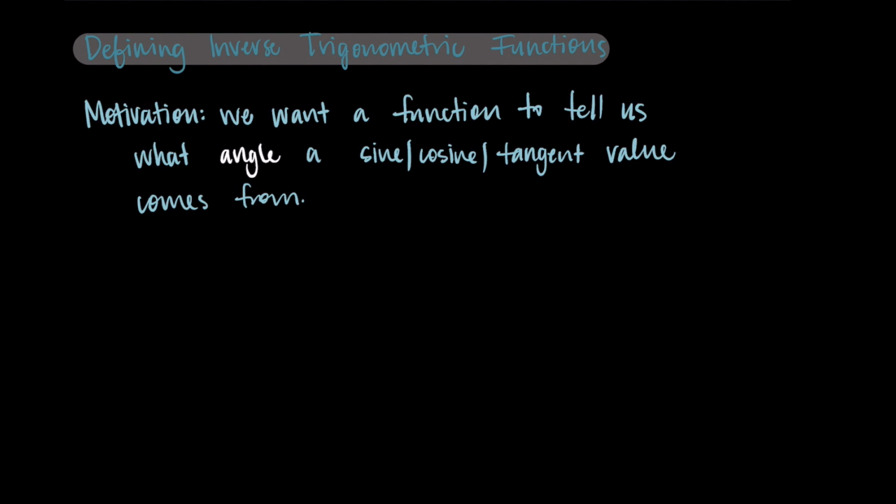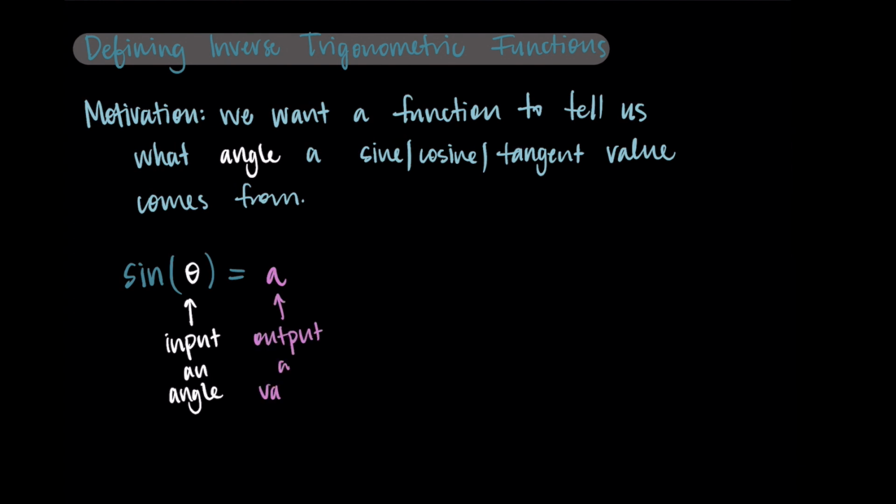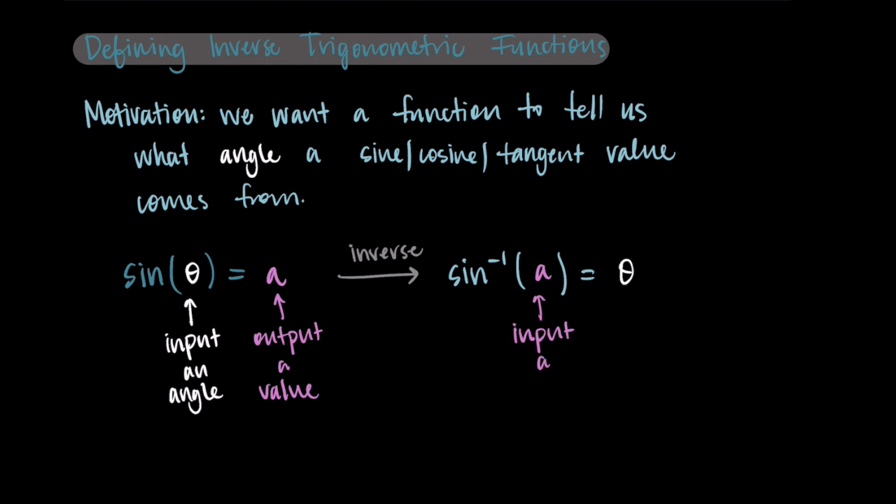Imagine we have sine of some angle theta, and it gives us a value a. The angle theta is the input, and the output is some value. The inverse of this looks like sine inverse. We use this -1 sometimes to mean inverse. Sine inverse is a function of a, and it equals theta. Here we swap the input and the output. The new input is that value, and the output is the angle. Rather than input an angle and output a value, we do the opposite: we input a value, and it tells us the angle.